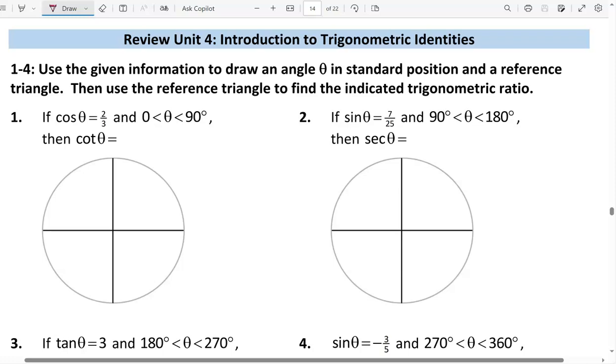This is a video walkthrough for the Unit 4 review. In 1 through 4, we're asked to use the given information to draw an angle in standard position and its reference triangle. Then we're going to use the reference triangle to find the trig ratio.